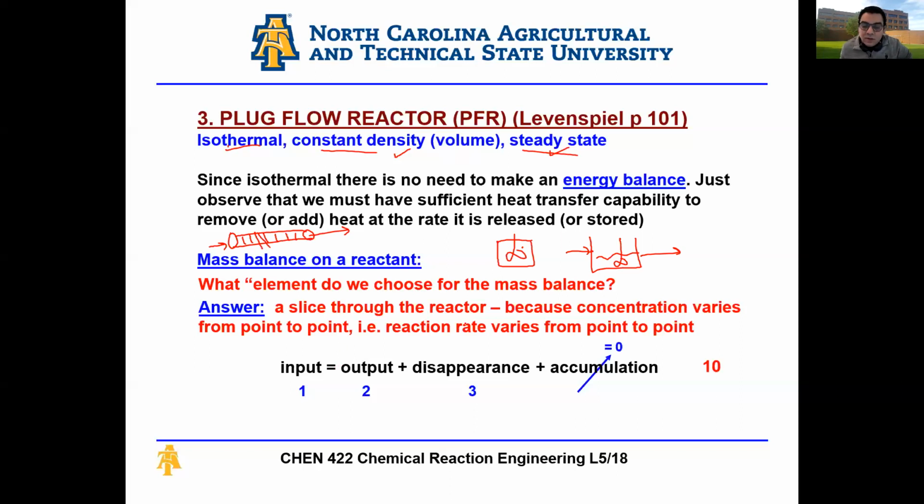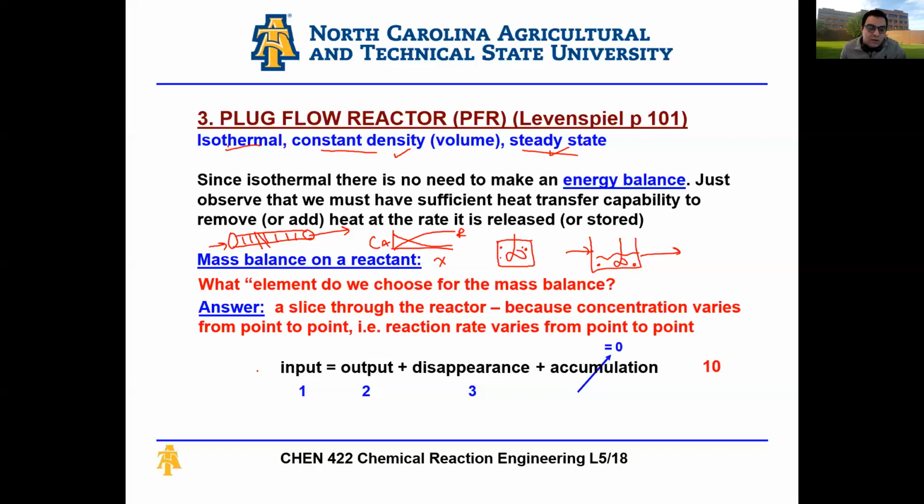So the answer is I'm going to take a slice through the reactor, because the concentration varies from point to point. Unlike the perfectly mixed reactors, where the concentration is the same everywhere, in a PFR the concentration is not the same. If I plot CA versus X for a PFR, you can see a gradient. If A is the reactant, the concentration of A drops along the reactor distance, and the concentration of the product increases along the reactor distance.